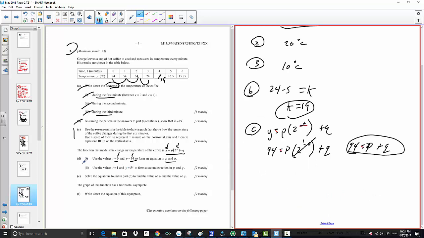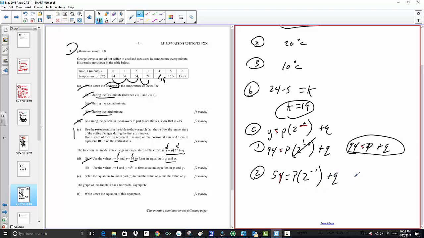So that's the first equation. That's the one. That's part 1. Use the values of t equals 1, y equals 54 to form a second equation. So they want a second equation. So I'm going to say, okay, y is 54 in this case. P is just 2 to the power of negative 1, right, plus q. Yeah. So here's the second equation.